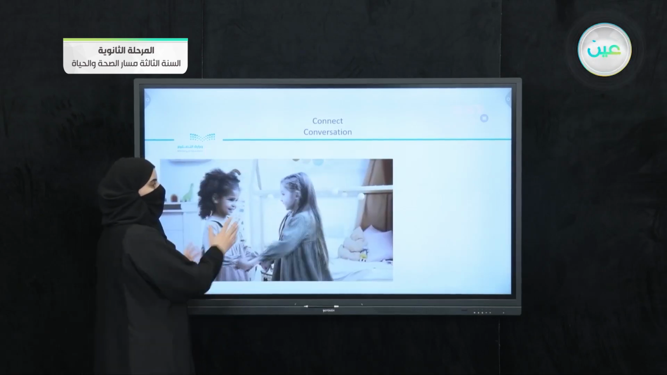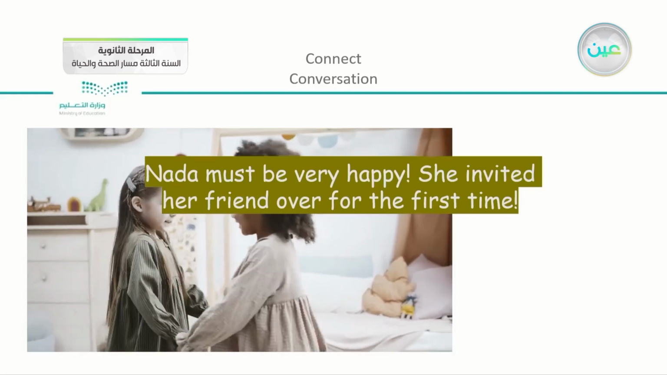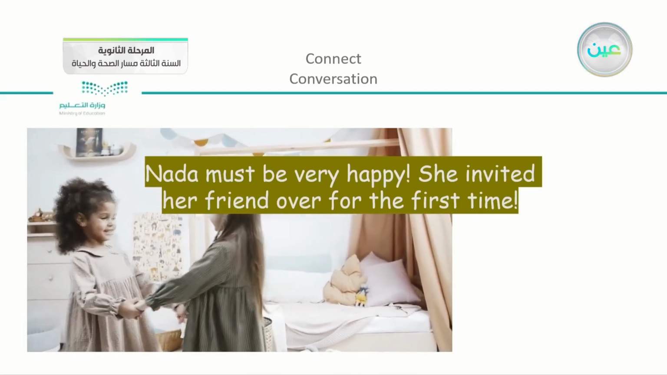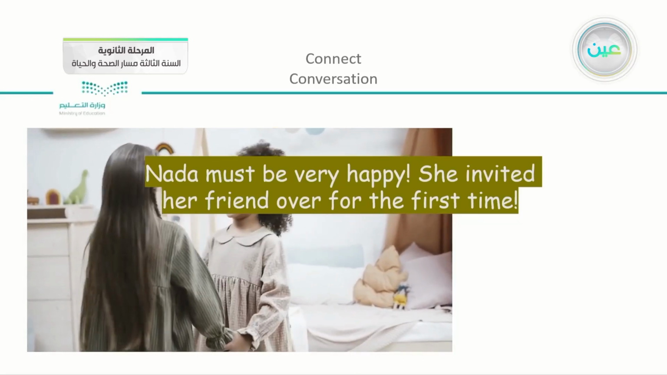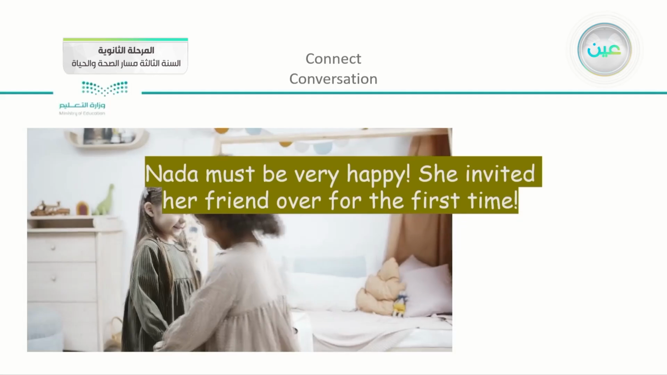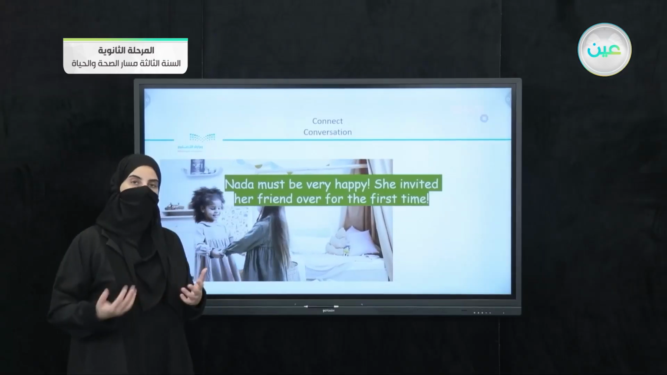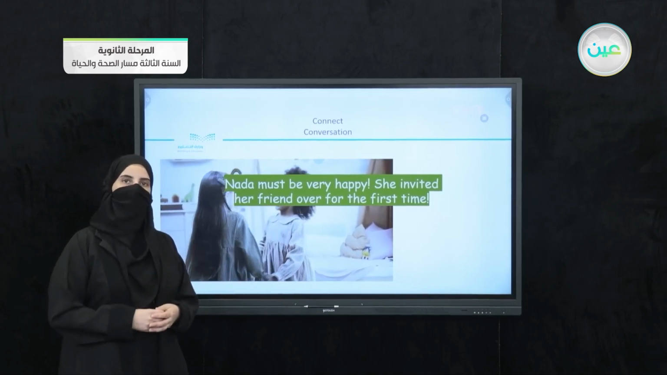Now here there is a last example. You can see that Neda must be very happy. You can see that there are two little girls here and they look happy. So one of them is Neda. "Neda must be very happy. She invited her friend over for the first time." So also I concluded that Neda is happy because I saw her face and she has her friend with her.